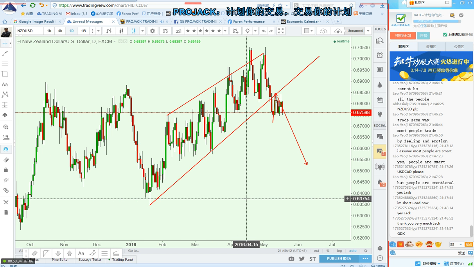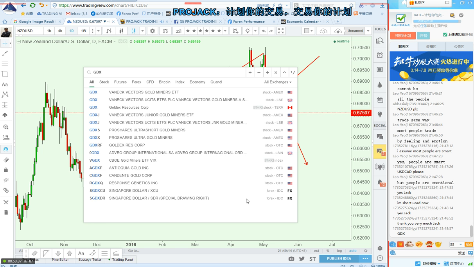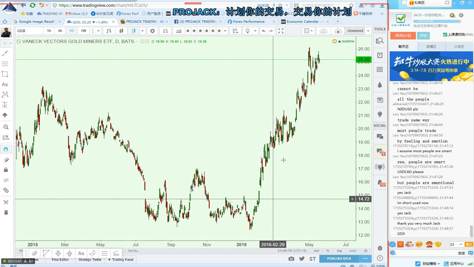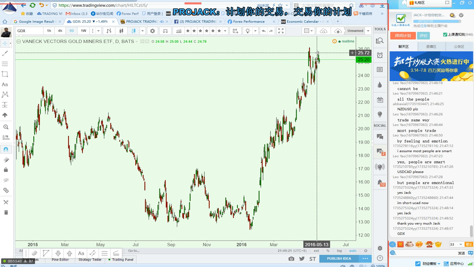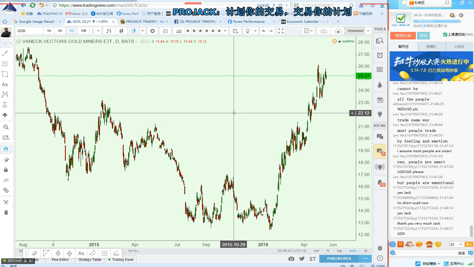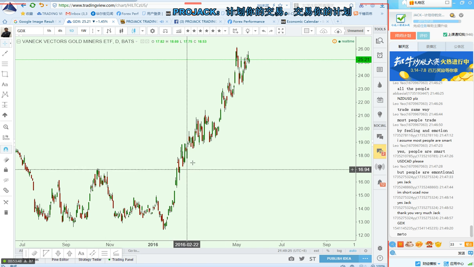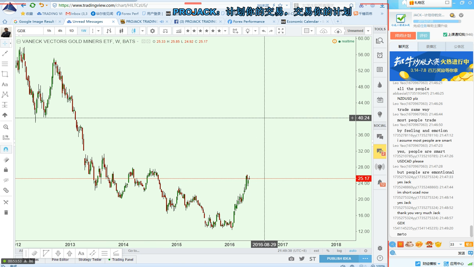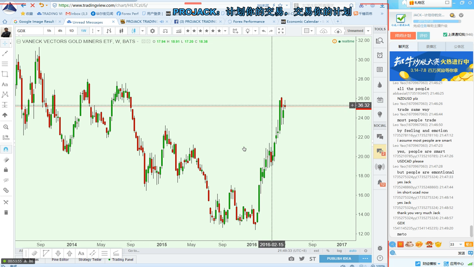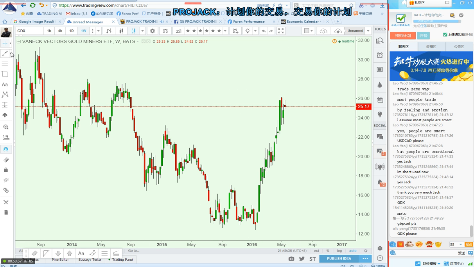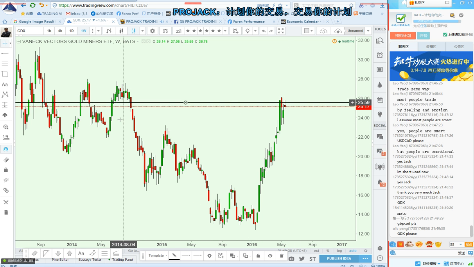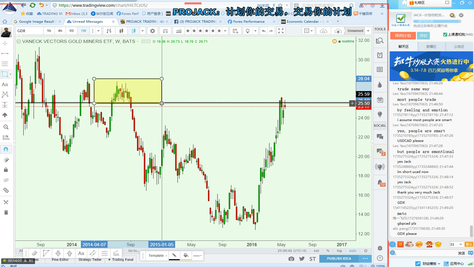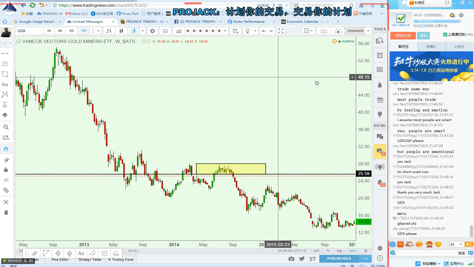Okay, GDX. What's that? Gold miners. GDX made a very huge rally in the recent five months, right? But the question is, will it continue to move higher? Let's see the weekly chart. You see, previously this level is a strong resistance, correct?